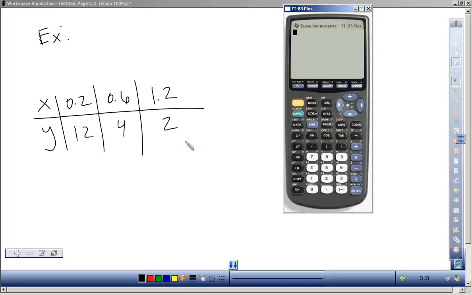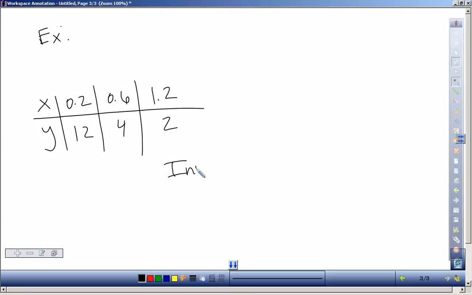Just because this one is increasing and this one is decreasing does not make it an inverse relationship. But it does mean that it's not a direct relationship. So let's see, if I do 0.2 times 12, I get 2.4. If I do 0.6 times 4, I get 2.4. And if I do 2 times 1.2, I get 2.4. So because I multiplied my little pairs of numbers, and each time I got the same number, that means that this is, in fact, an inverse relationship.